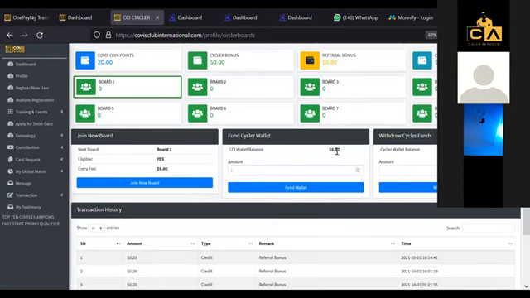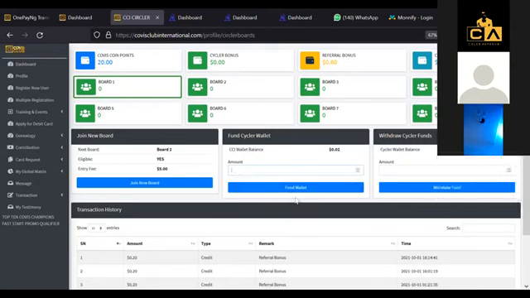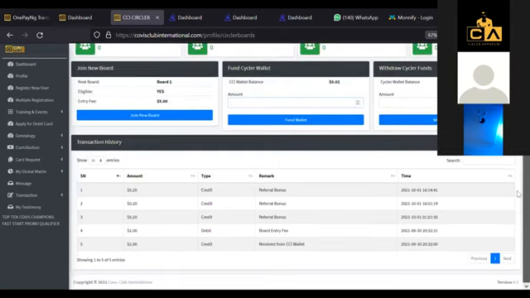All right, so here I have 0.02, so I can fund. If I had $10 here on CCI, it will show me the CCI balance, and I can take from the CCI balance and fund here. So I can use it to join whatever I want to join. Then it will also show you your cycler wallet balance, from which you can withdraw your funds. All right, I think so.